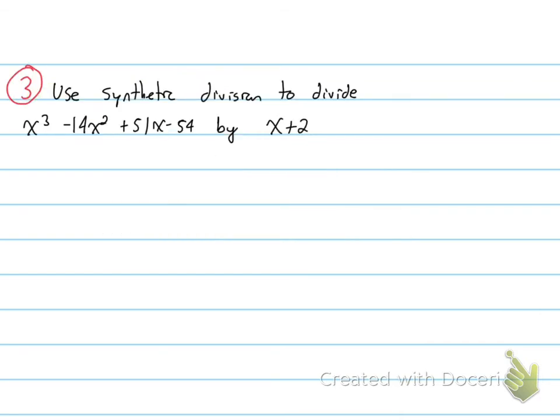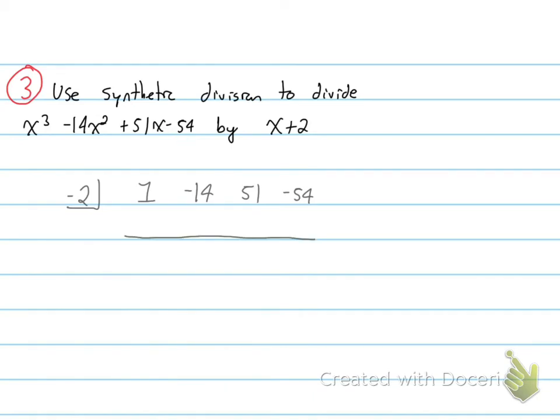So let's use synthetic division to divide x cubed minus 4x squared plus 51x minus 54 by x plus 2. Again, since that factor is x plus 2, I'm going to reverse the sign. And now notice I'm only going to write the coefficients. So I have 1, minus 4, 51, and minus 54. Didn't need any placeholders here, so those are all my coefficients.